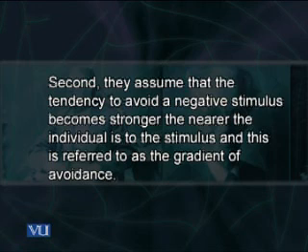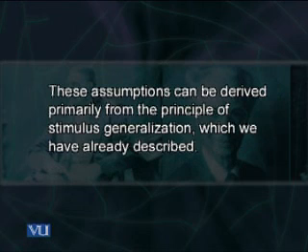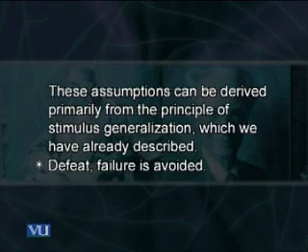Second, they assume that the tendency to avoid a negative stimulus becomes stronger the nearer the individual is to the stimulus, and this is referred to as the gradient of avoidance. These assumptions can be derived primarily from the principle of stimulus generalization, which we have already described. Example is defeat and failure is avoided. Important thing is when we are approaching a stimulus which we don't like, there's a lot of avoidance, and this is referred to as gradient of avoidance.